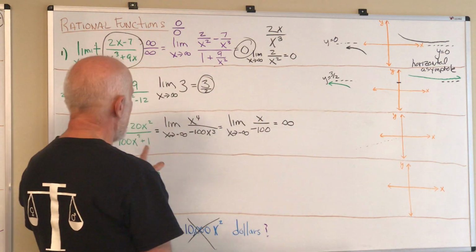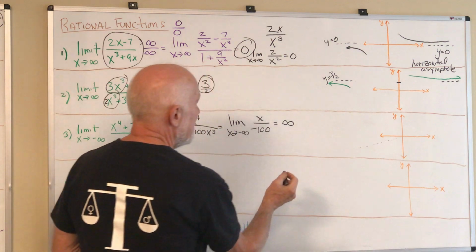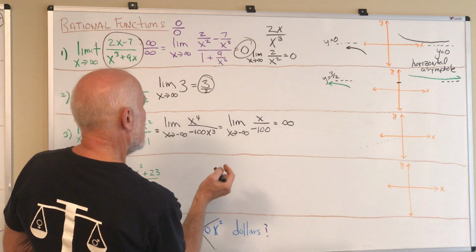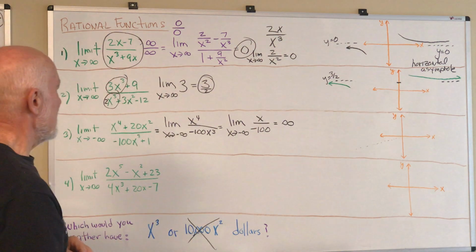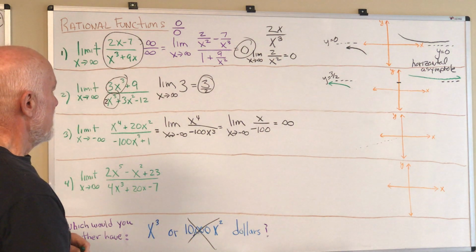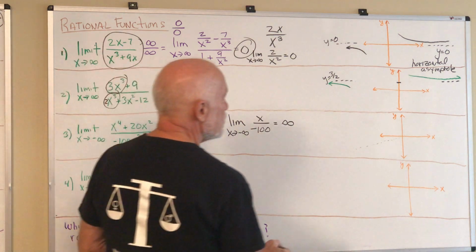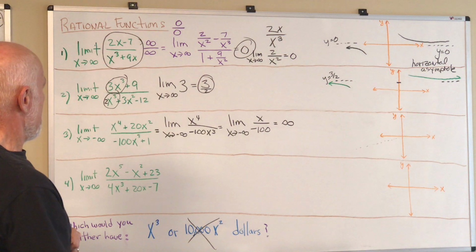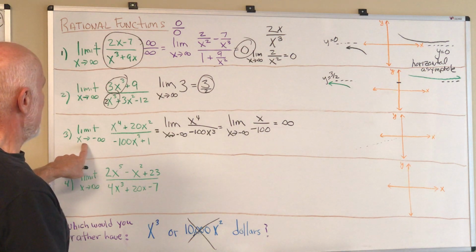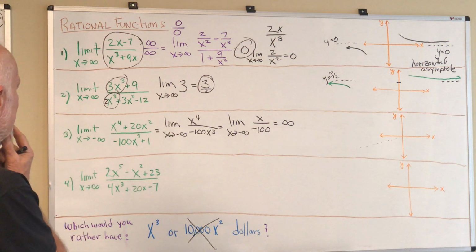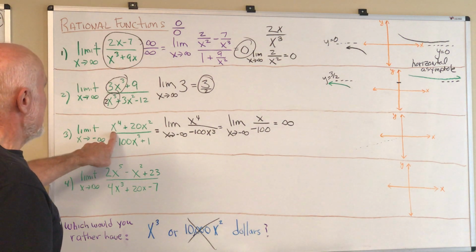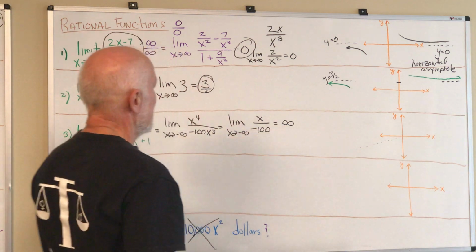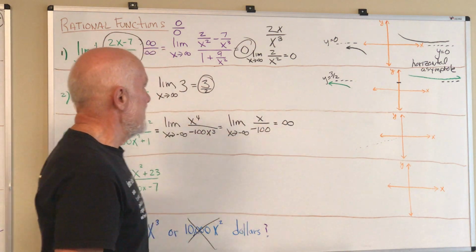So we kind of know as x approaches negative infinity, it's going to go to, let's see, let me look at this. We have, so it's going to go to positive infinity. Let me make sure we did this right now. So we have a negative infinity divided by a negative 100, which is infinity.